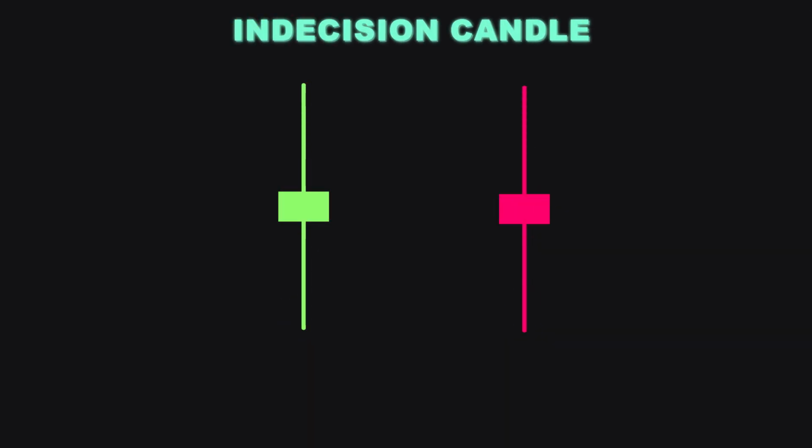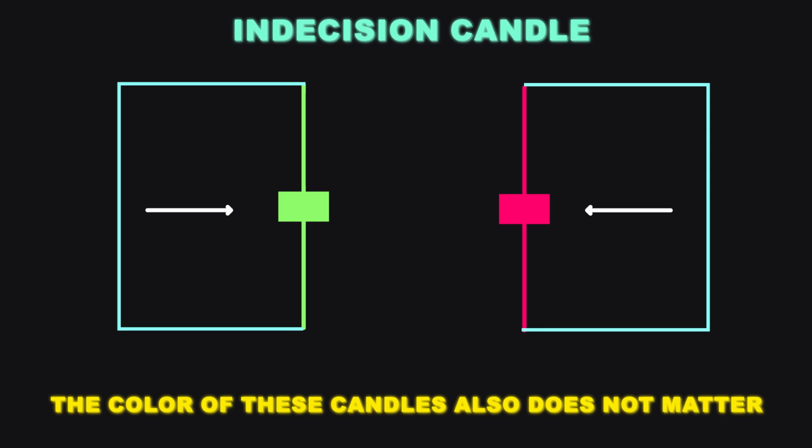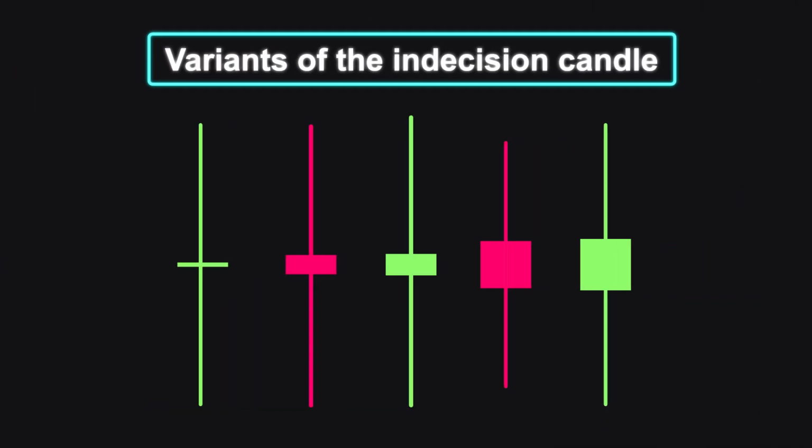The next one is the indecision candle, and this candle's body is in the middle of its range. The size of the upper wick and lower wick will be around the same size, and these wicks can vary in size, whether big or small. The color of these candles also does not matter. They are neither bullish nor bearish. These are variants of this candle. After the formation of the indecision candle, we take trades based on the next candle.